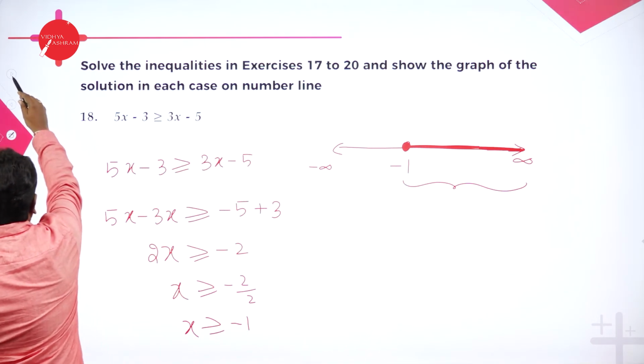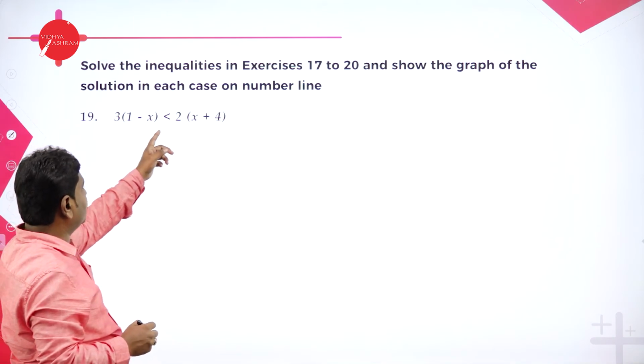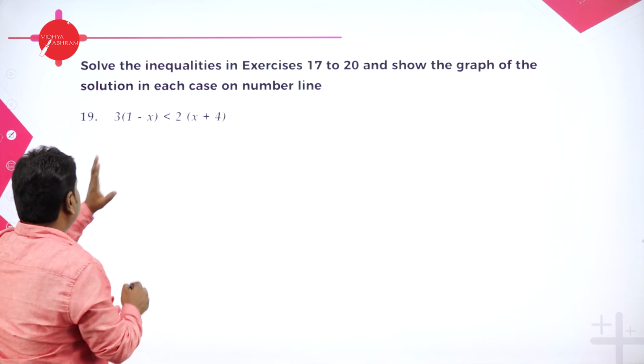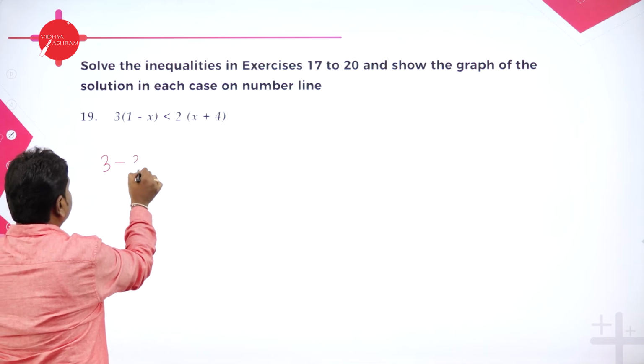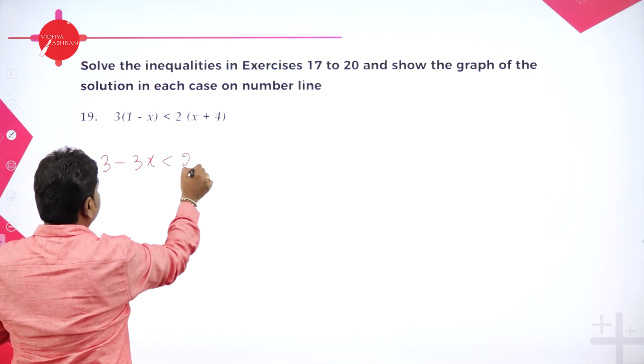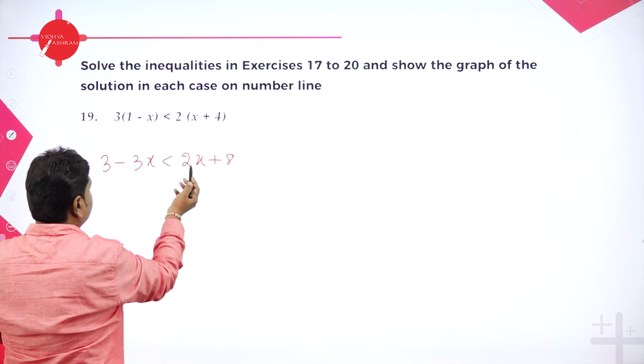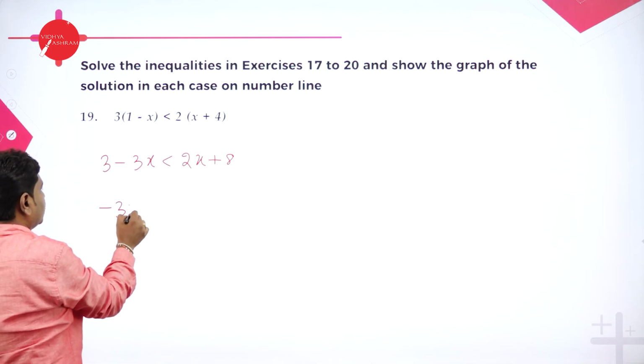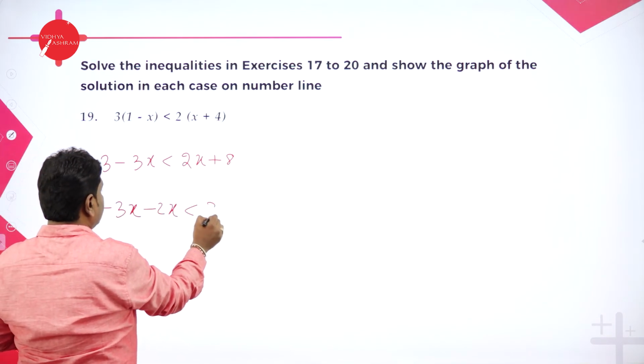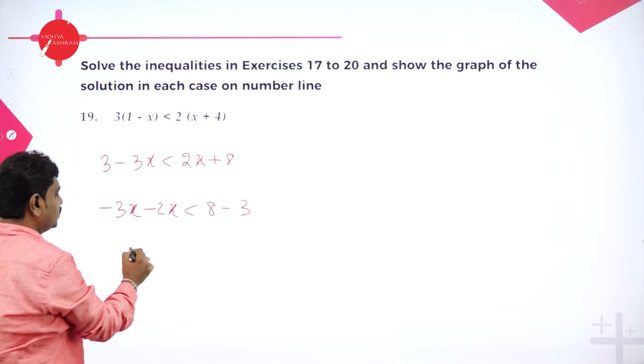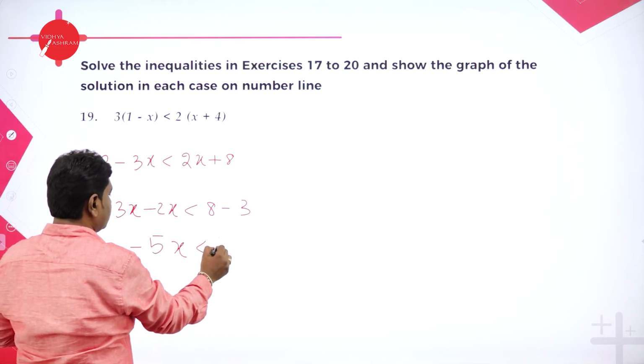So next we have 3 into 1 minus x less than 2 into x plus 4. Multiply, so 3 minus 3x less than 2 into x plus 4, that is 2x plus 8. So bring this to this side, so minus 3x minus 2x less than 8 minus 3. Transfer 3 to that side, minus 5x less than 5.